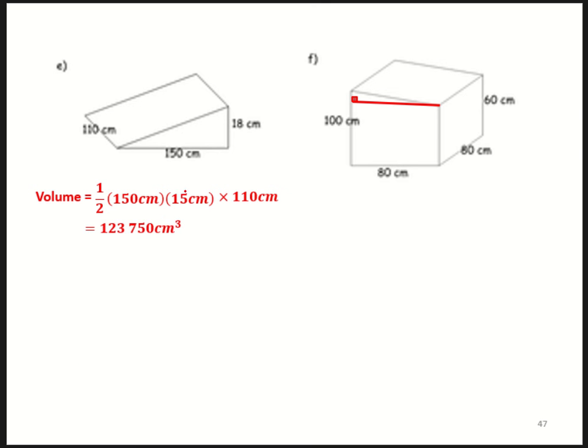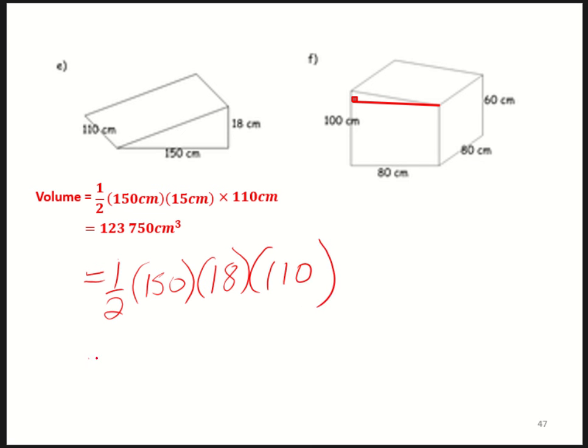Sorry for that. So here, guys, we're going to have half of 150. You multiply it by 18. You multiply it by 110. How much do we get? Let's say, focus. How much do we get? Let me check on my calculator. 148,500, which is cubic centimeters, okay?